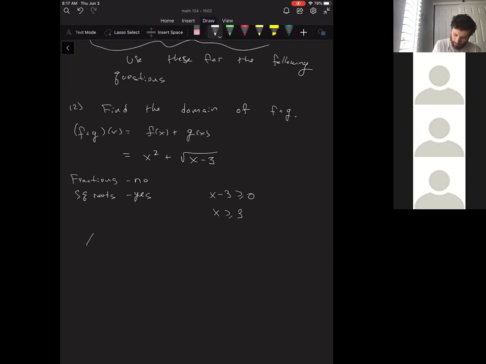So on the number line, we have 3, closed on 3 because we have the or equal to sign, and it's saying x has to be bigger than or equal to 3. So bigger than 3 means we shade to the right. So this tells us that our domain is going to be 3 to infinity.